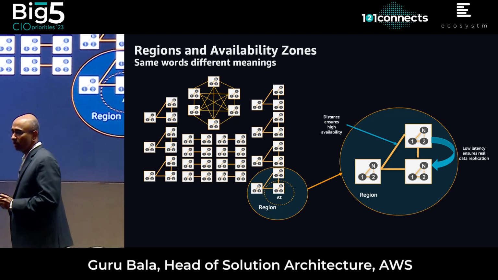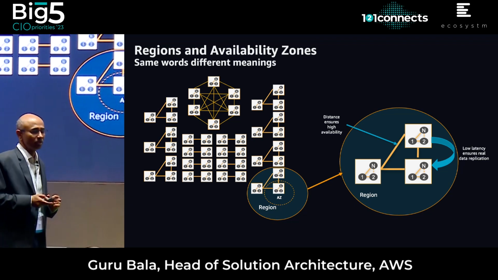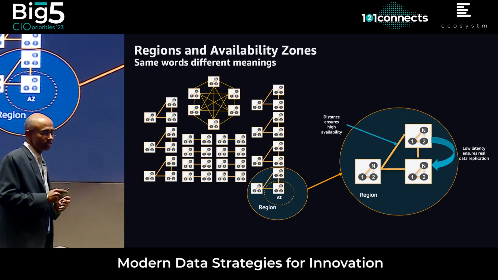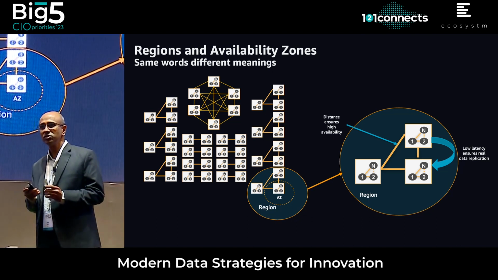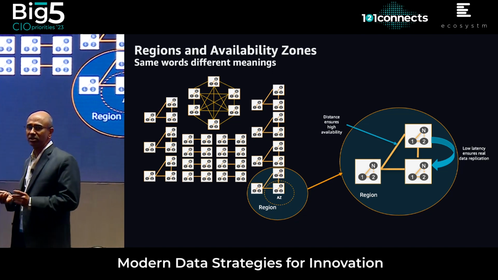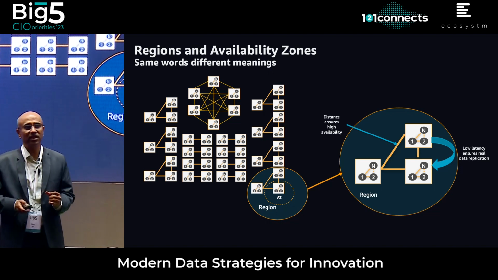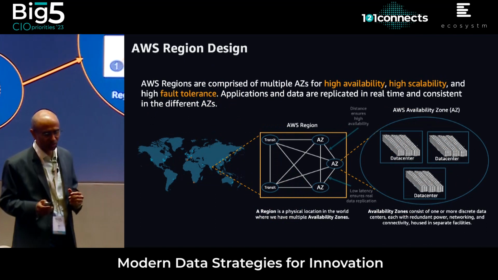And also, the low latency ensures there is real-time data replication, and there are several architectural considerations that we have when you have to design your workloads to ensure that there is the lowest time and latency for replication, as well as ensure that there is high availability. So that's our concept of region and availability zones here.